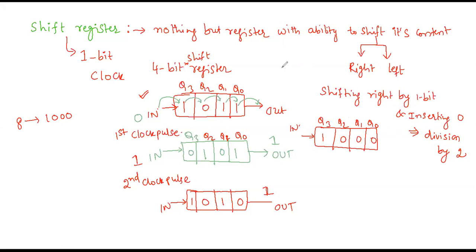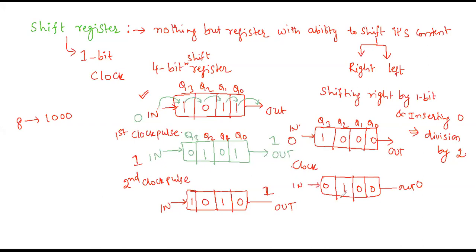Now, I am inserting 0 and applying clock pulse. Apply clock. Then what will happen? It will do the shift right by 1 bit. Shift right, so send 0 to Q3. So we are sending 0 to Q3, Q3 value to Q2, next Q2 value to Q1, and the out is 0.